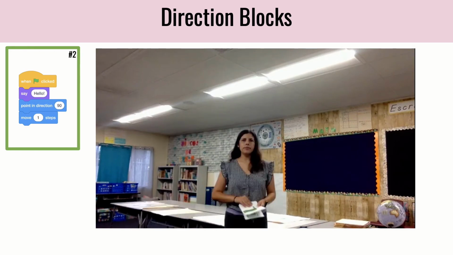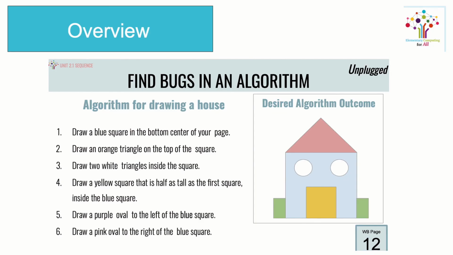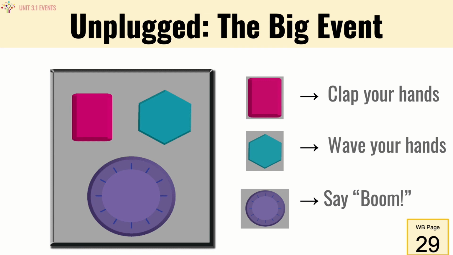So other places that you will find unplugged activities in the curriculum would be 2.1. So this is an example of debugging. So the students are going to draw this little house here, but there are some bugs in the code. And the next one would be for events. So the students are going to look at what events are.